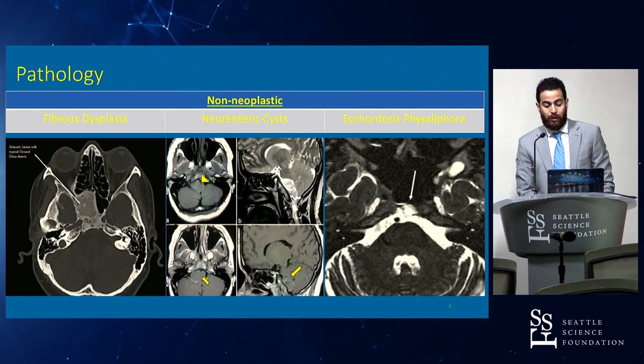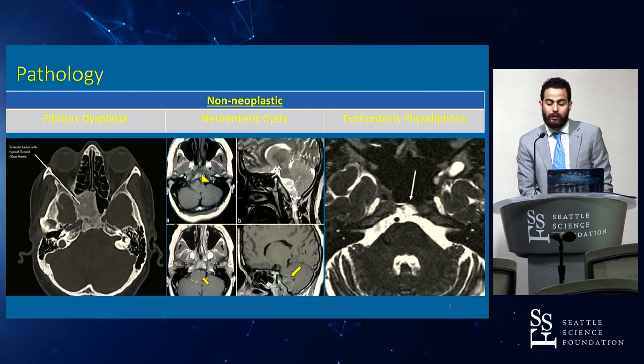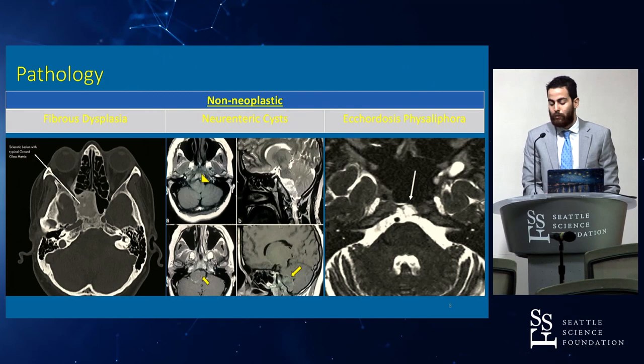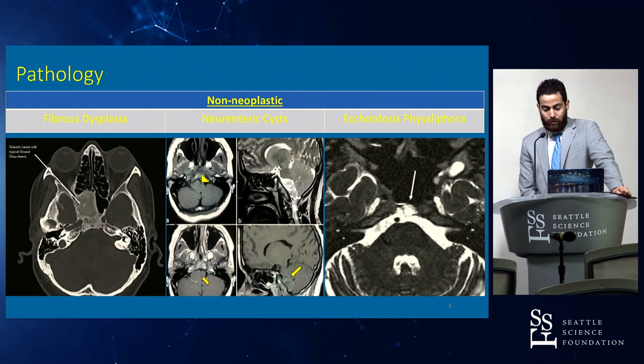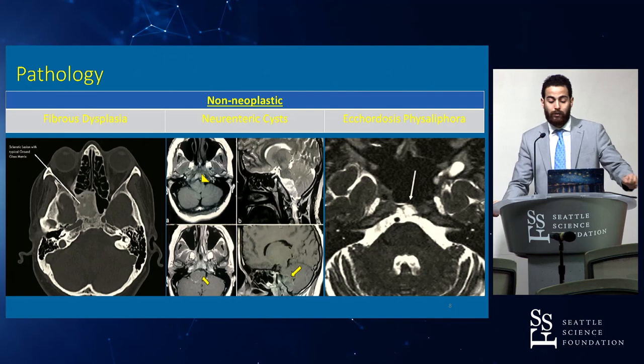Usually suspected when we see a lytic lesion with an intact cortex, whereas in T1 MRIs, it is isointense to hypointense in T2. And last, we have ecchordosis physaliphora, which is also a remnant of the notochord and is the non-neoplastic counterpart of chordomas.